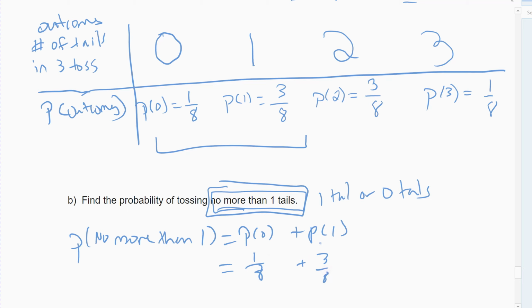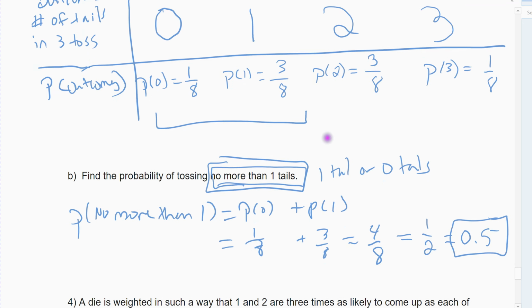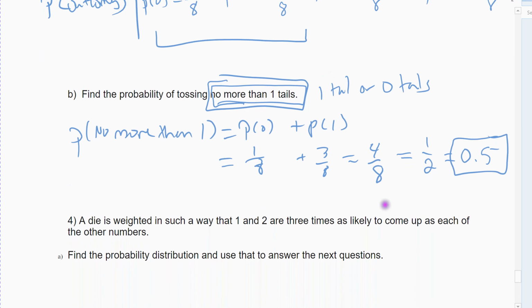And this is kind of a reason why I left it this way. They're not decimals, and they're easy to add because they have the same base. 1/8 I can add to 3/8 to get 4/8. And then I'll write the decimal. 4/8 is 1/2 or 0.5. So there's a 50% chance if I flip a coin 3 times, I'm not going to get more than 1 tail, which means 1 or fewer.